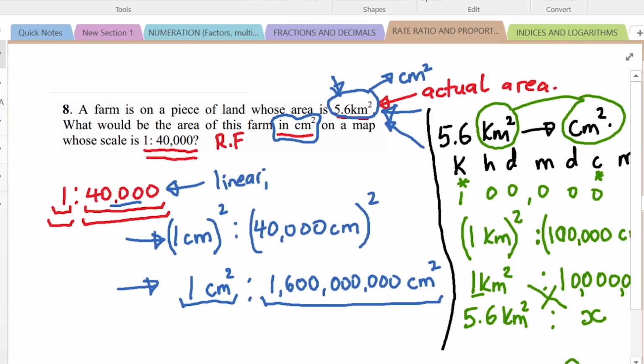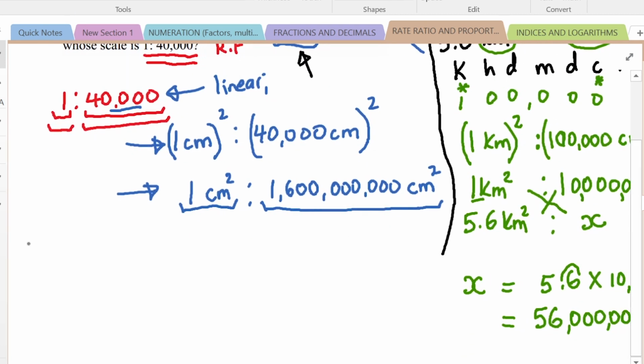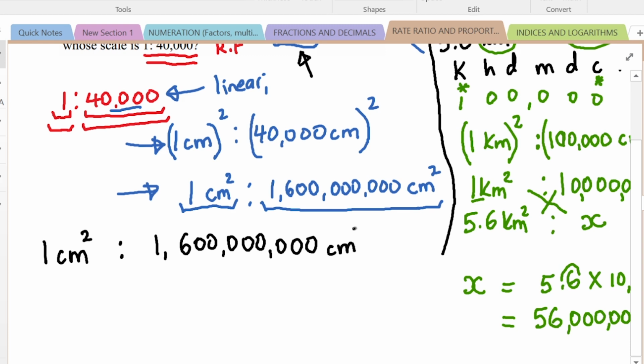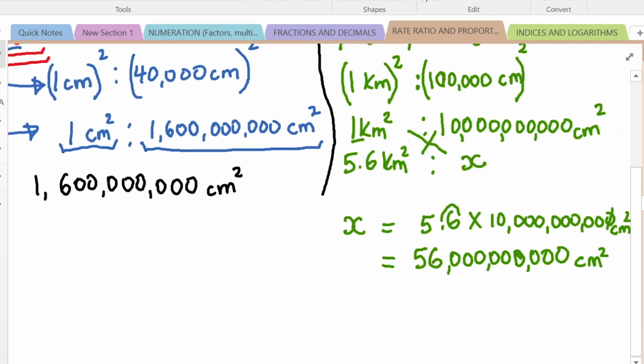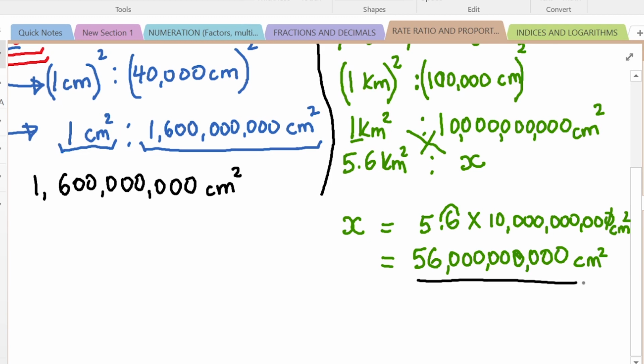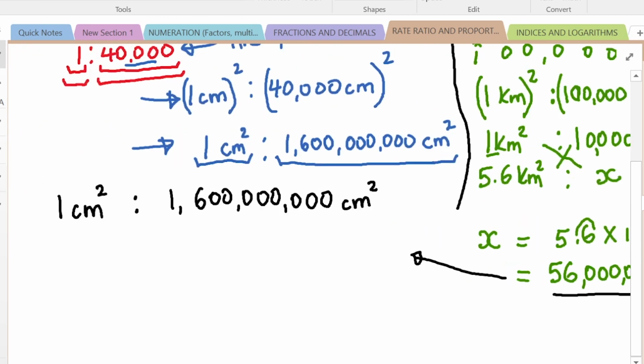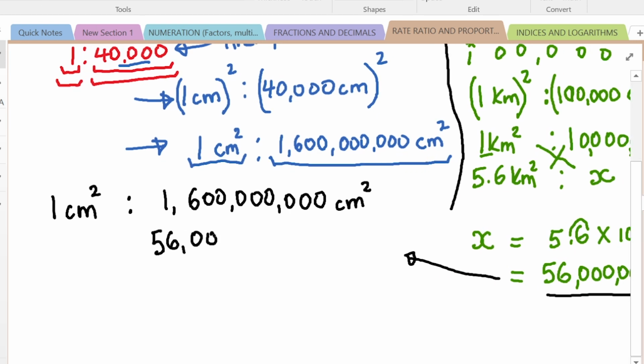But now the question wants us to find what area these 5.6 kilometers squared, which we have already converted into centimeters squared, will cover on the map in centimeters squared. So we come back here and say 1 centimeter squared on the map represents 1.6 billion centimeters squared on the actual ground. Now, what about this 56 billion centimeters squared? It will be equivalent to x, because we are now converting what is on the ground to how much it's going to be represented on the map.